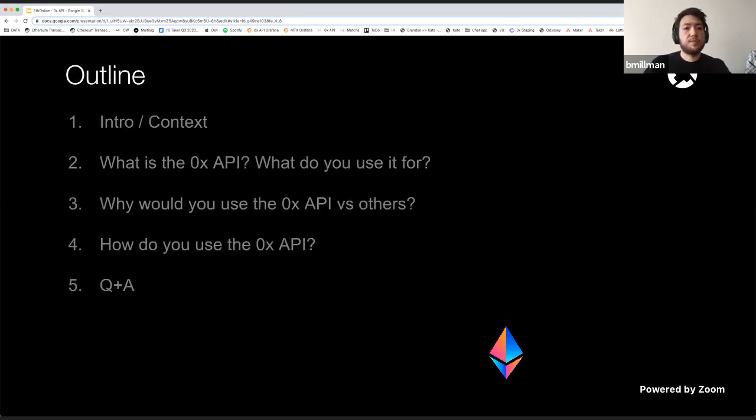Cool. All right, so just a little bit of outline about what we're going to go over. So first, we already went through a bit of intro and context. Next, we'll talk about what is the 0x API and what do you use it for. After that, we'll talk about why would you use 0x API over other solutions. How do you actually use the 0x API? And afterwards, we'll reserve some time for some Q&A. All right, so first up is what is the 0x API and what do you use it for?